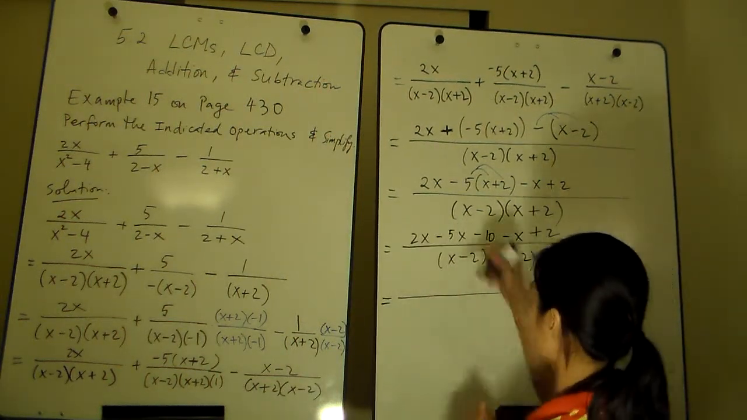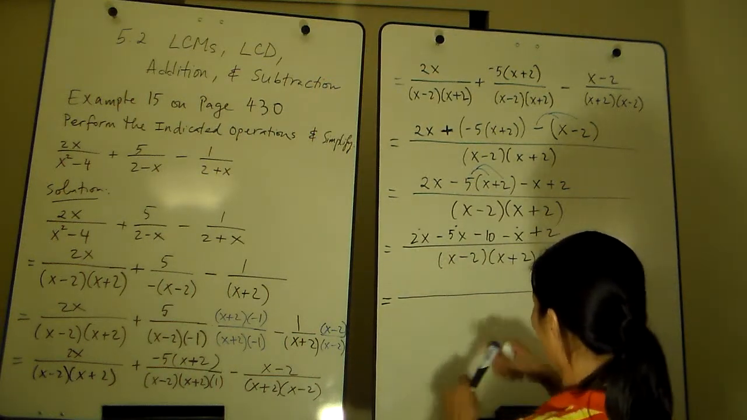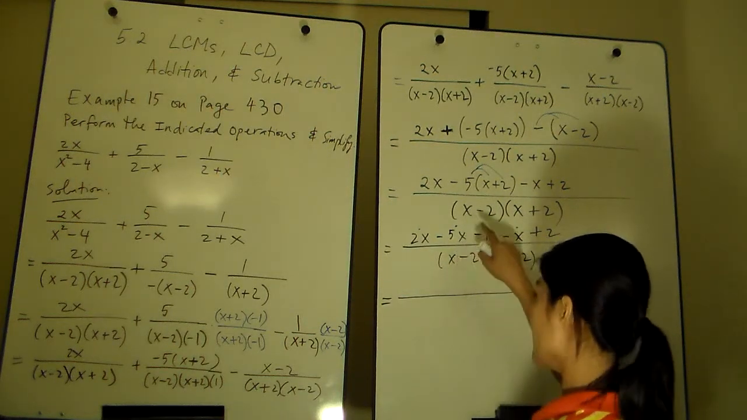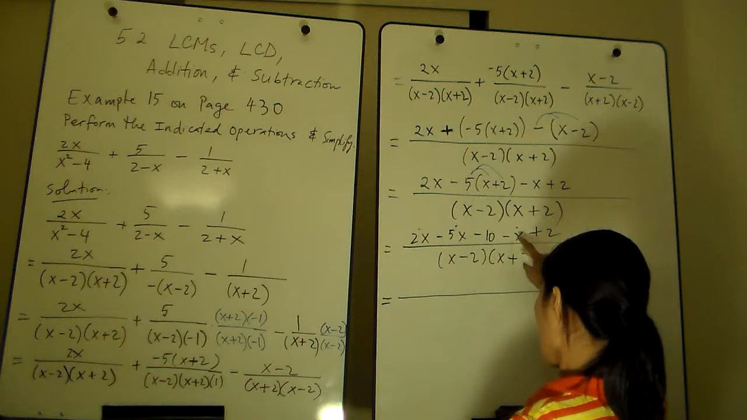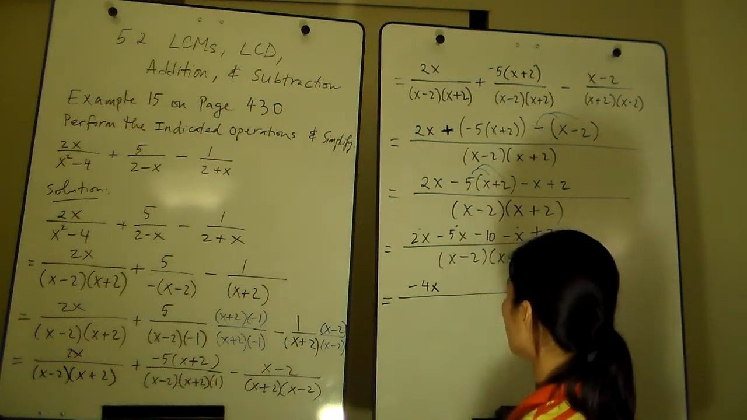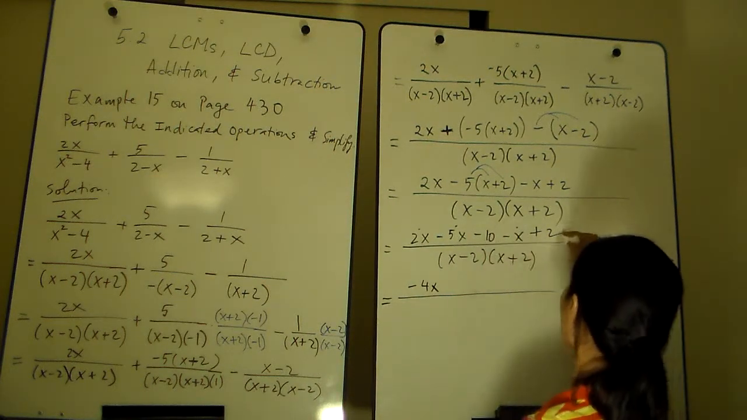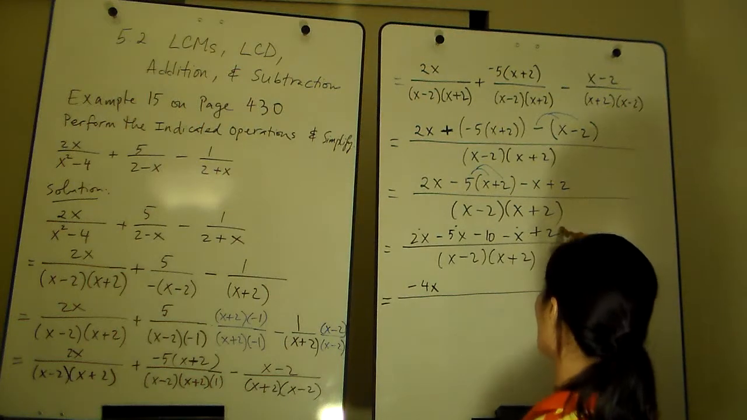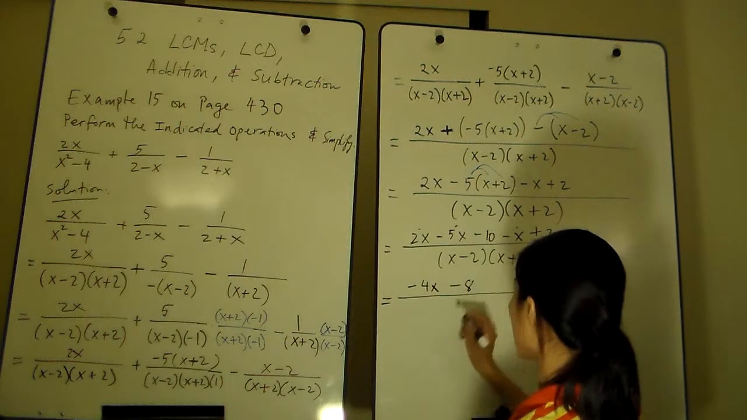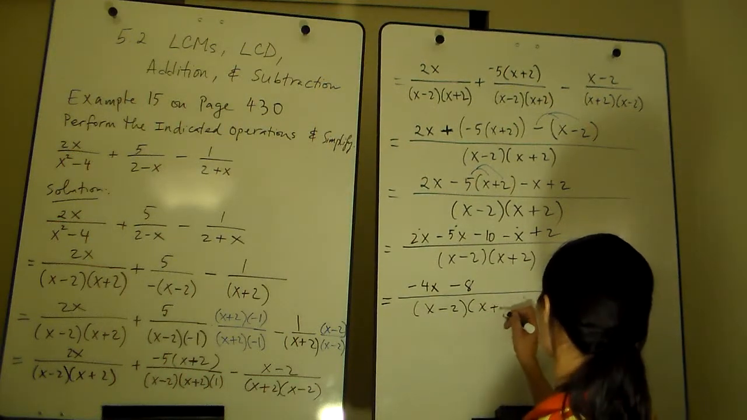2x and negative 5x are like terms. You can combine them. Not only that, you can combine one more x here. So 2x minus 5x is negative 3x. Subtract x again, you would have negative 4x. And then the negative 10 can be combined with the like term, the constant 2, right here. So negative 10 plus 2 is negative 8, divided by x minus 2 times x plus 2.